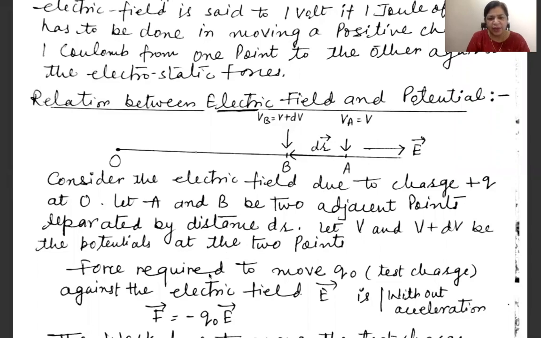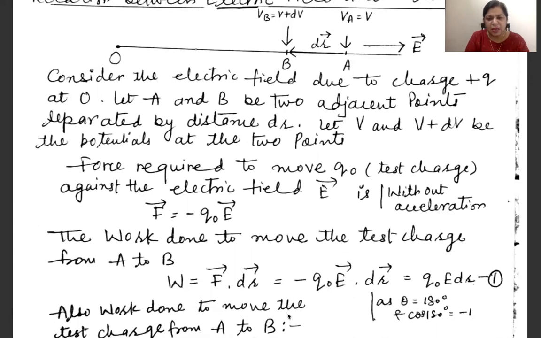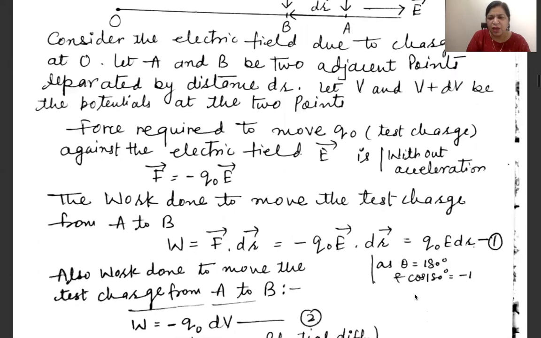Now force required to move the test charge, that is Q naught, against the electric field is given by force is equal to minus Q naught E. Without acceleration, this force is acting. So the work done to move the test charge from A to B can also be written as work done is equal to force dot displacement. Now the value of force we have already written. This is minus Q naught E dot dr. So as theta is 180, cos 180 is -1. So you will have Q naught E dr. This is the value of the work done.